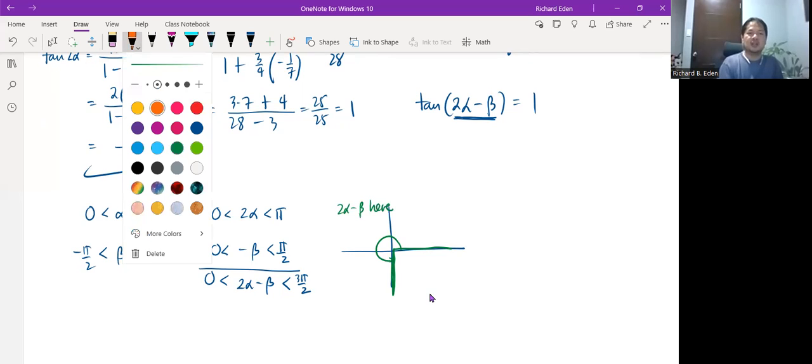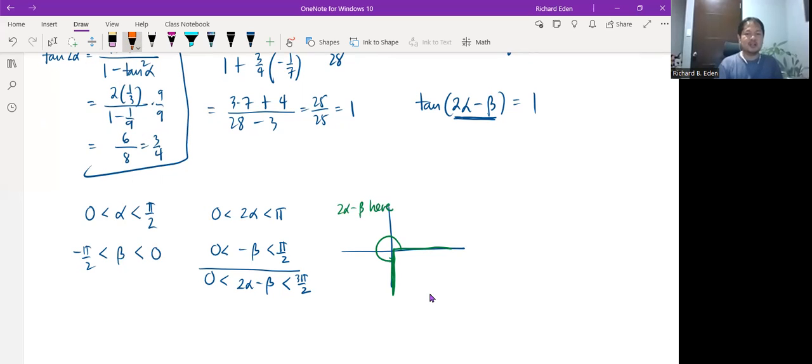However, it's not the end of the story because 2 alpha minus beta can be pi over 4, or 2 alpha minus beta can be 3 pi over 4. But at least, instead of an infinite number of choices, we've gone down to two choices. So that's progress. However, we're not done yet with the problem, which is why I'm going to leave this for you to think about.